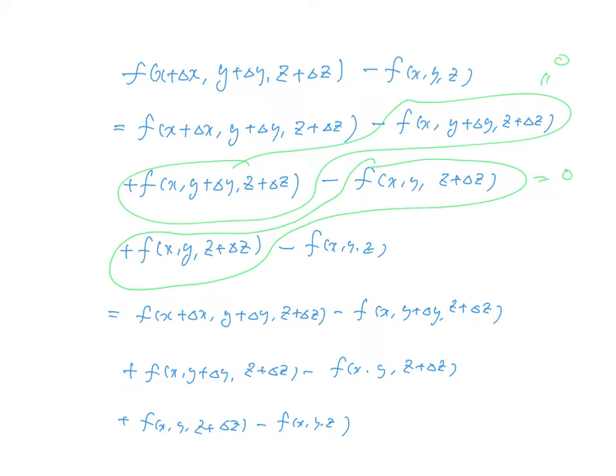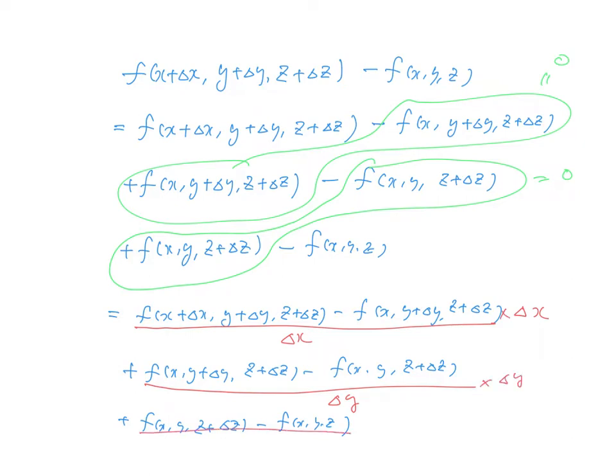And what else? I told you that you can do something without changing anything by multiplying by 1, right? So multiplying by 1 means dividing by something and then multiplying by the same thing. So maybe in a different color, I can divide the whole thing by delta x and multiply by delta x. The second line, divide by delta y, multiply by delta y. Third line, delta z, delta z.